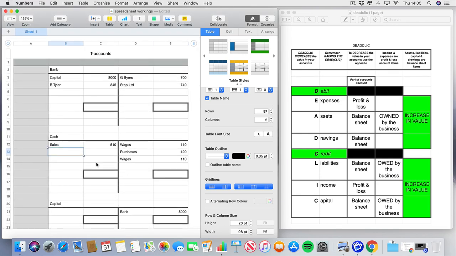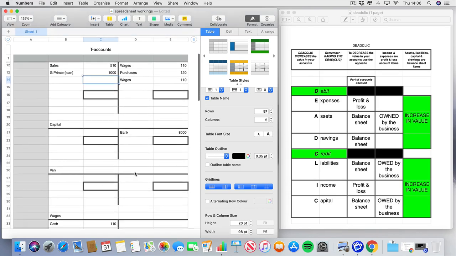G. Prince lent us £1,000 in cash. So it's a loan to the business, so it's going to affect the cash account. Cash account's an asset. We're increasing the cash account, so it's a debit. So it's G. Prince. I'm going to put loan in there. You can tell I've done this before. G. Prince loan is £1,000.